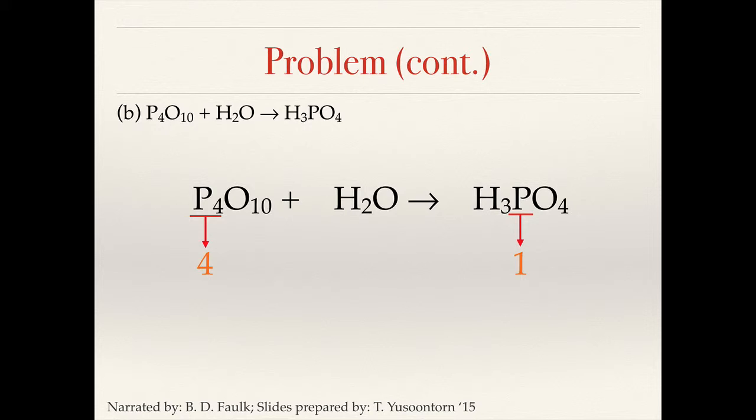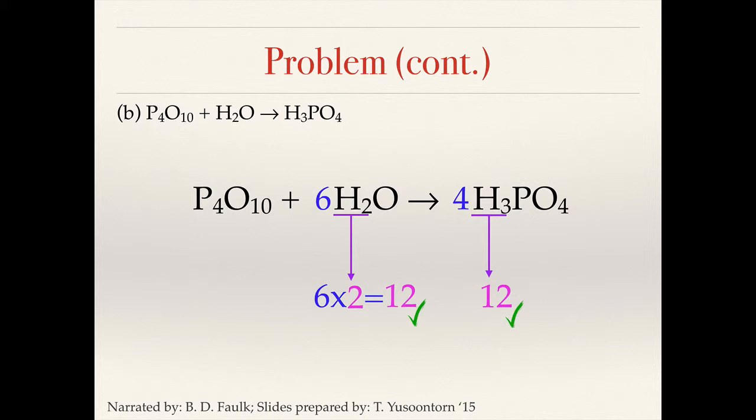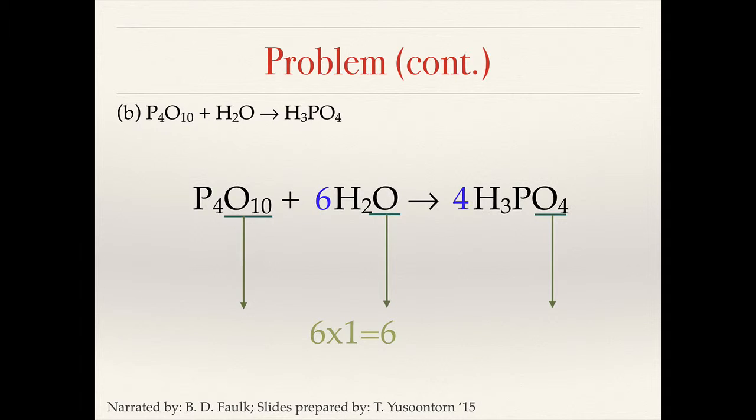So we notice that we have 4 phosphorus on the left, 1 on the right, so we're going to place a 4 in front of the phosphoric acid to get 4 phosphorus atoms. We're next going to turn our attention to the hydrogen. Now we have 12 on the right and we have 2 on the left, so we can put a 6 in front of the water to get our balance. And finally, counting the number of oxygen atoms, notice that we have 16 on the left, and we also have 16 on the right. So conveniently that works out, and this reaction is balanced.